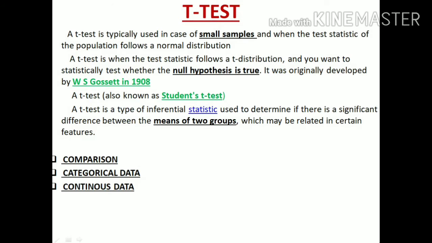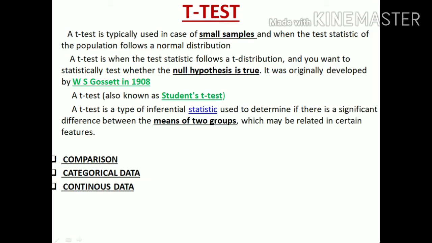Today I'm discussing one of the important techniques used in testing of hypothesis, that is the t-test. The t-test was originally developed by W.S. Gossett in 1908. It is also called Student's t-test. In the t-test we are using small samples, that is less than 30. In the case of the chi-square test, we are using large samples, that is more than 30.